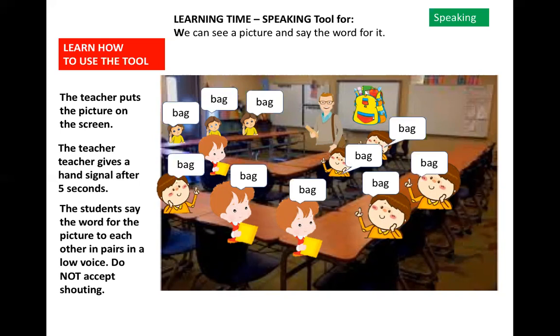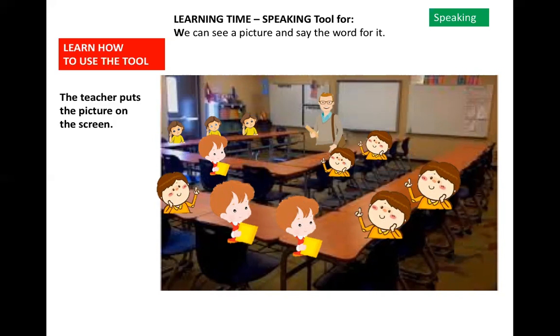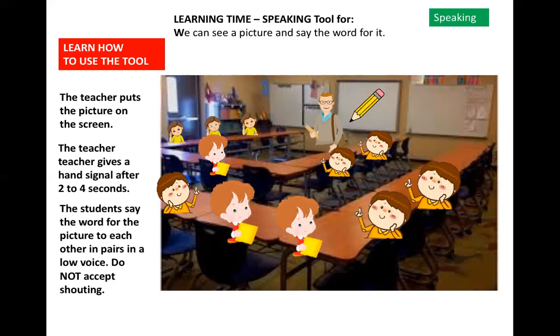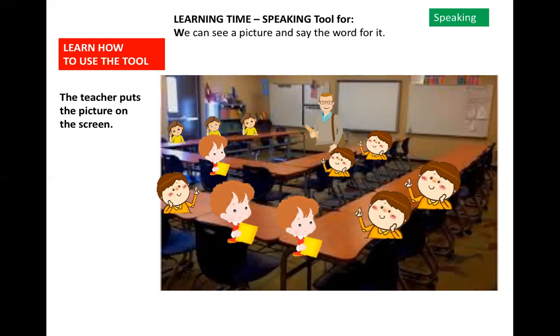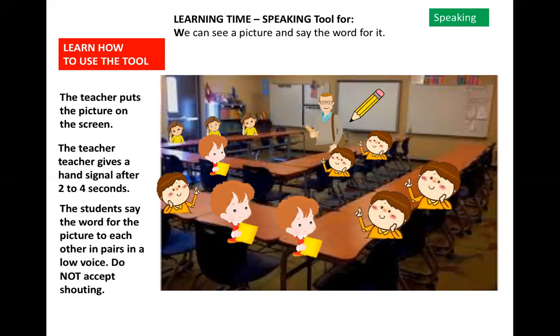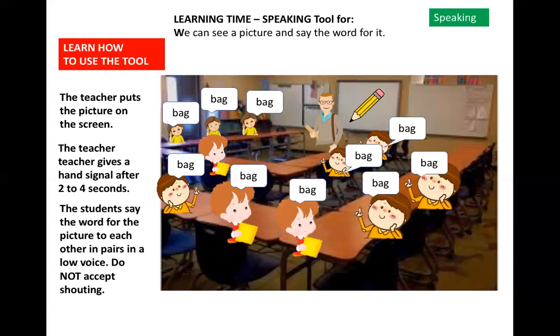Now let's look at the speaking tool in application. So we can do that for pencil and everything else. Remember, let's try it again. The teacher puts the image up of the word that they learned through listening, pencil. The teacher gives a hand signal after 2 to 4 seconds. Then the students will say the word for what they see, pencil. All right, now this is a problem here. We need to fix it.